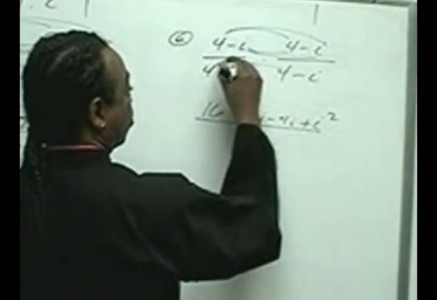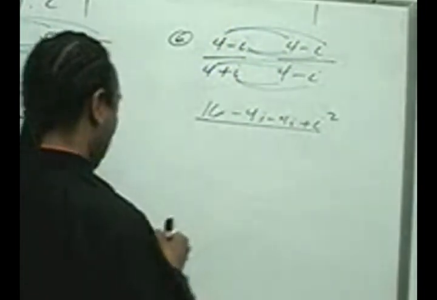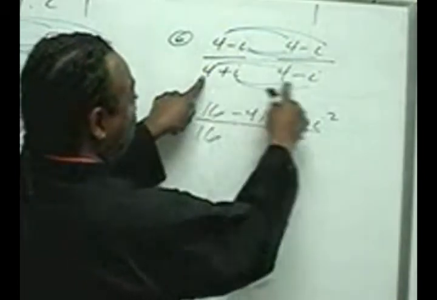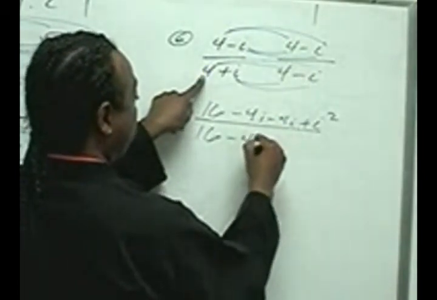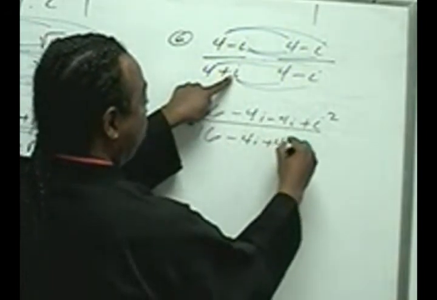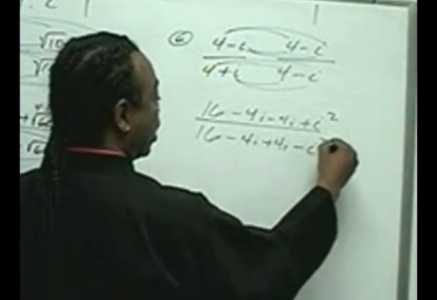And we have 4 times 4, and then 4 times negative i, and i times 4, and i times negative i. The 4 times 4 gives us 16. The 4 times negative i gives us negative 4i. The i times 4 gives us our positive 4i. And the positive i times negative i gives us negative i squared.